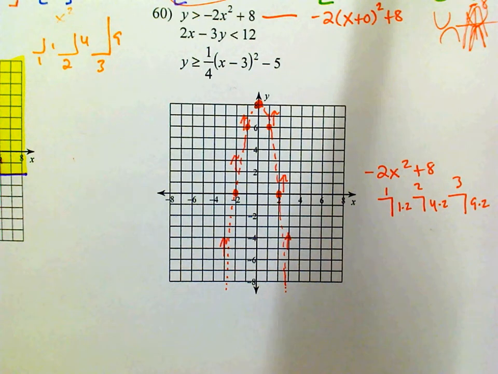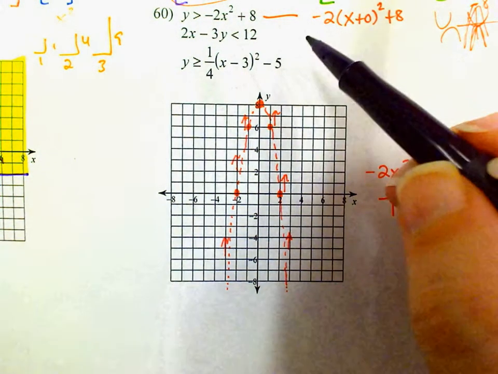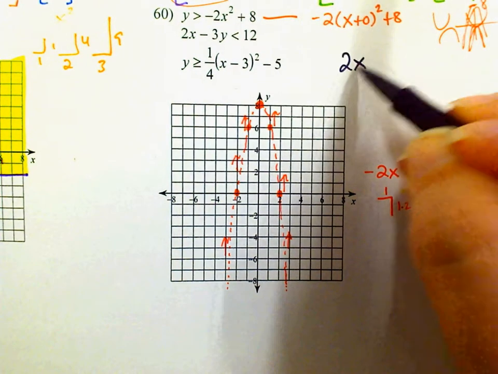Okay, so now I have this linear function right here: 2x minus 3y is less than 12. What am I going to do?